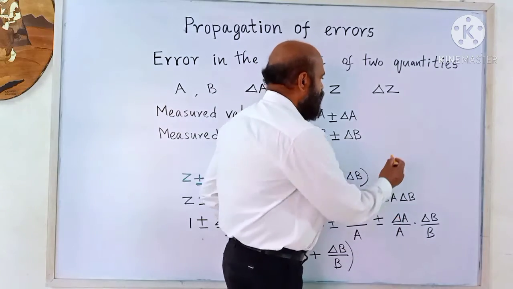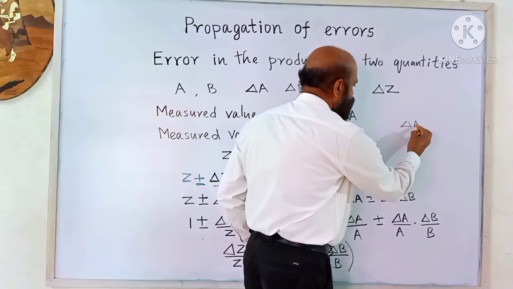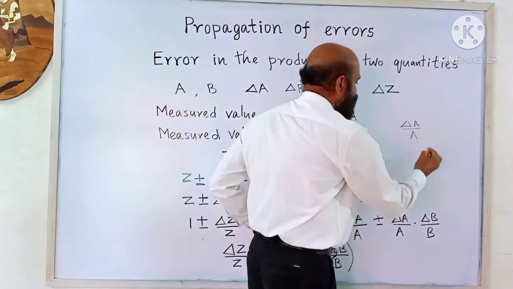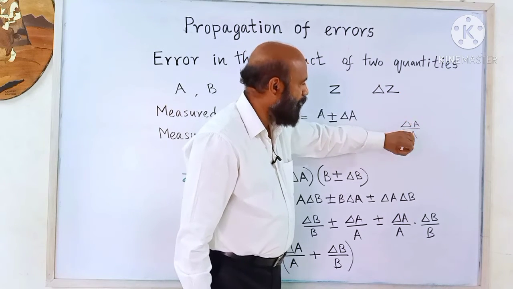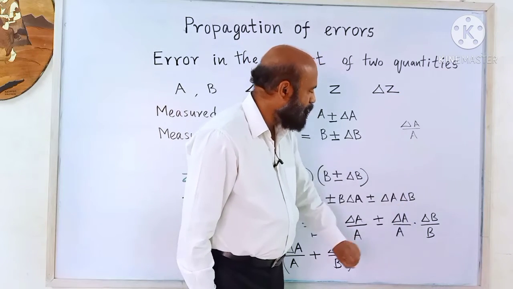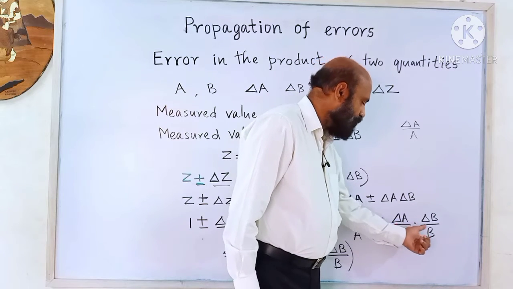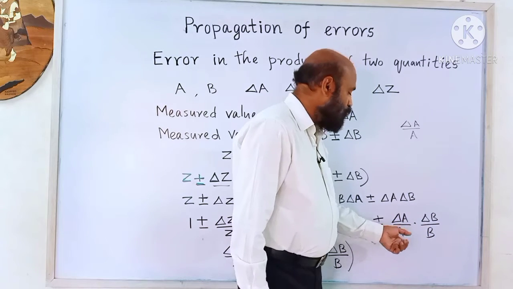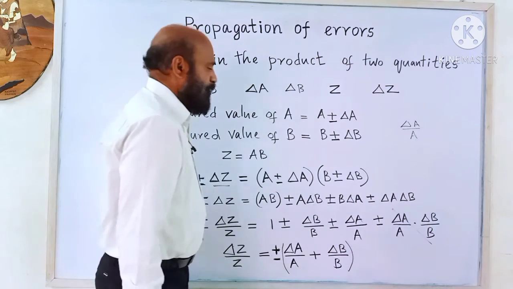Delta A by A is very small. Delta A is the error in the measurement of A. So this is very small. Similarly, this is also very small. So when you multiply these two, it is going to be very small. So this term can be neglected.